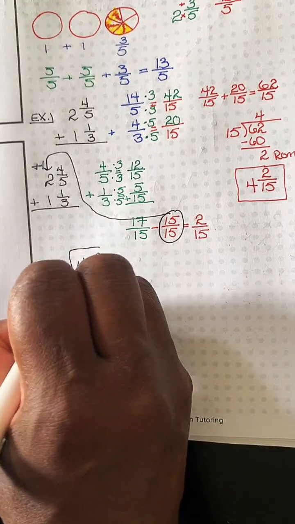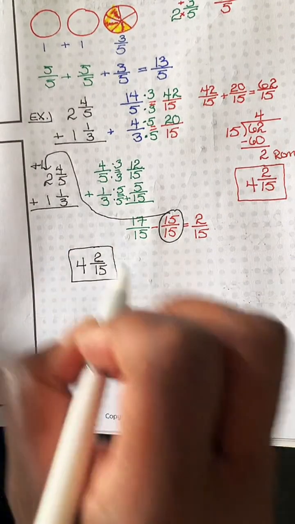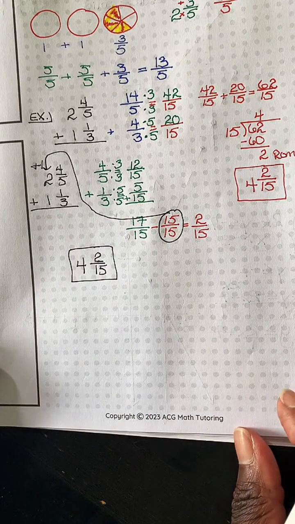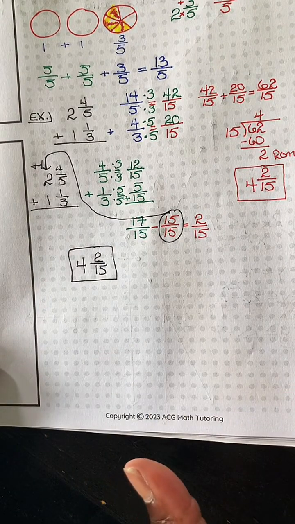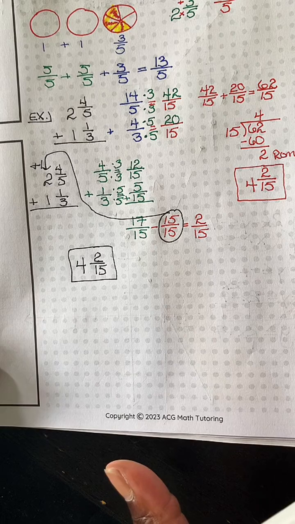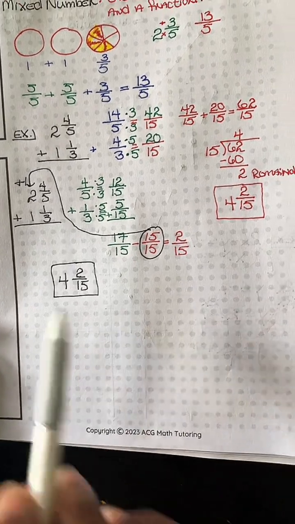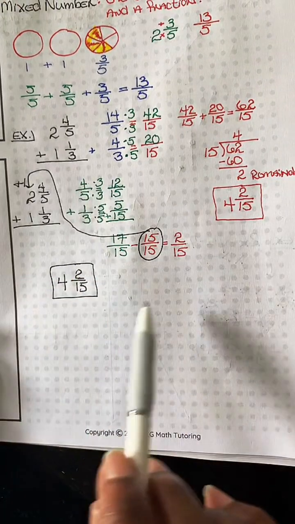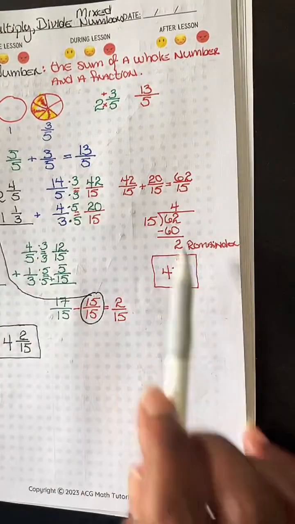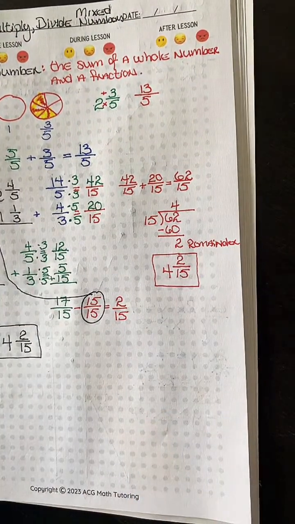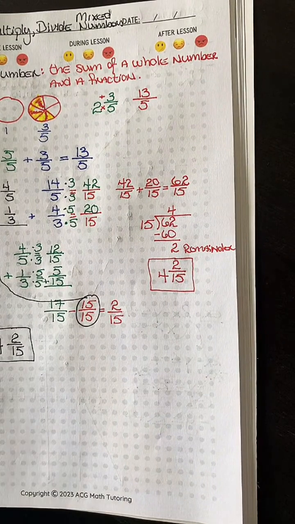So our answer will be 4 and 2/15. I don't know about you, I'm more than willing to show it again because this is a little less crazy compared to other lists. Okay? Kind of get to your answer a little bit.